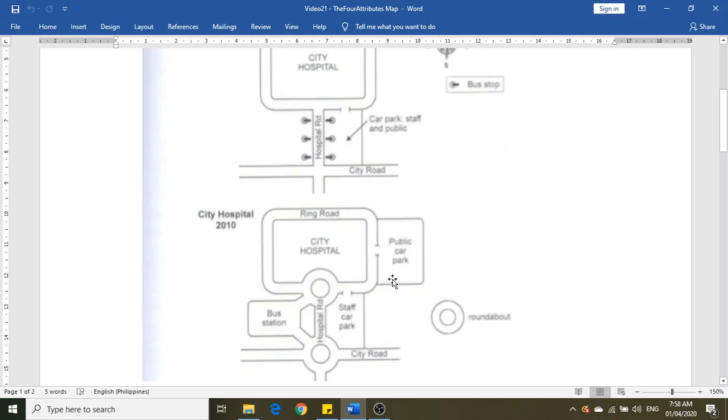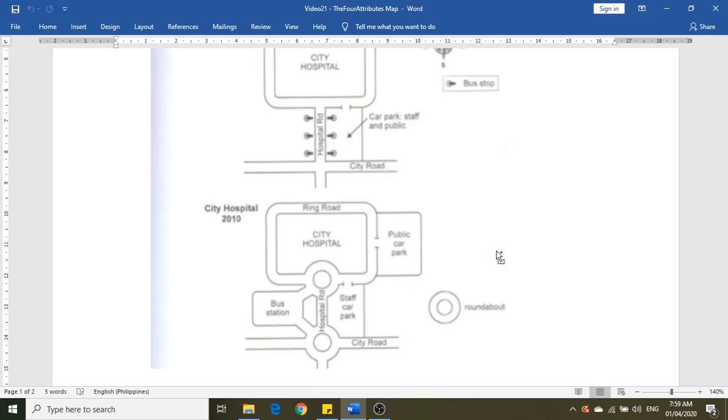And then the third overview is that we can cite that the staff car park and the public car park were separated accordingly, apparently to improve traffic as well, maybe to improve security, and also to distinguish the car park that is reserved for staff and the car park that the public users of the hospital should be using. All right, so that's it. Those are the four attributes for this map.